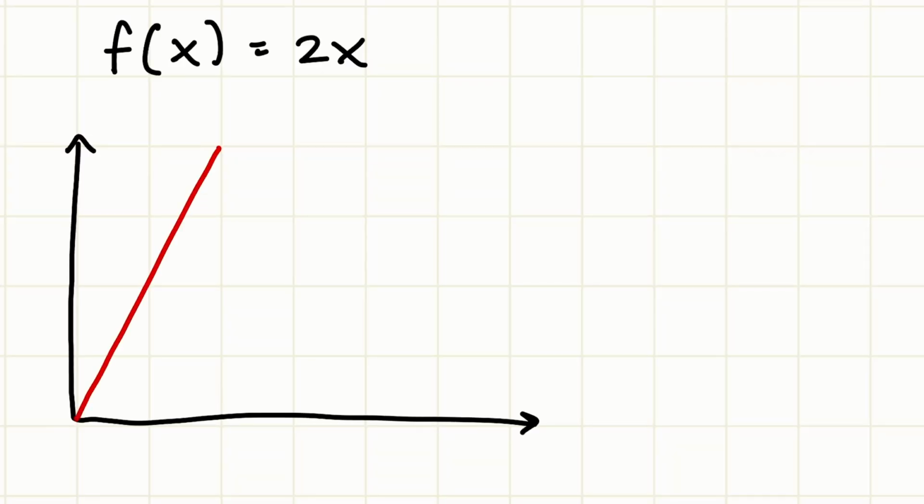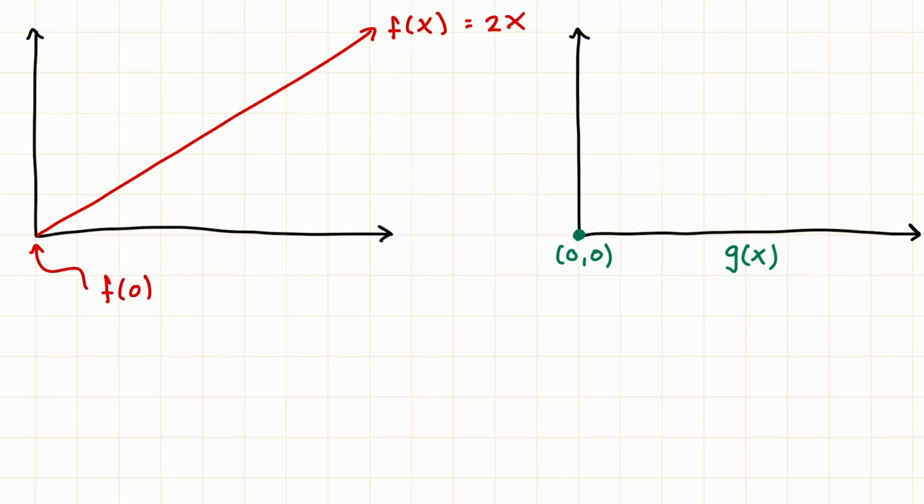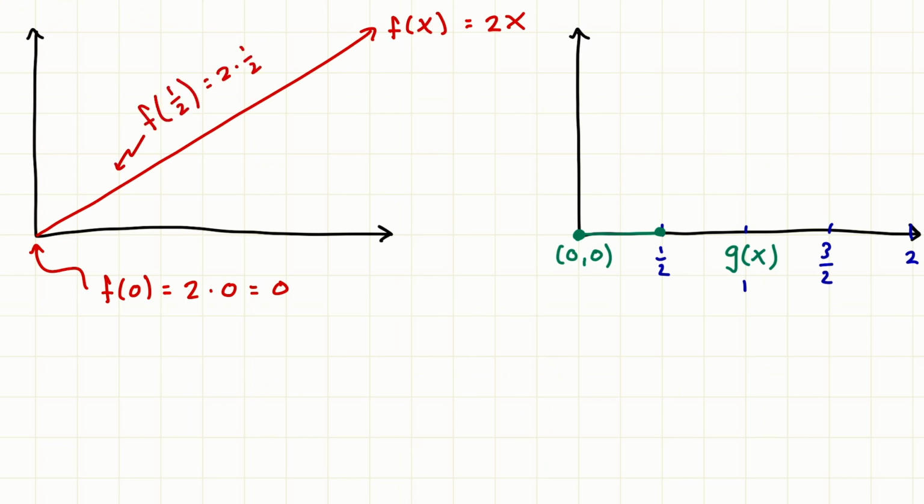Let's say f(x) equals 2x. Therefore, the slope of g(x) at any given value of x can be described by the function 2x. Let's assume our mystery function g(x) starts at 0. f(0) equals 2 times 0 equals 0, meaning the slope of g(x) at 0 is 0. Let's draw a line of slope 0 until we reach x equals 1/2 and check again. f(1/2) is 2 times 1/2 equals 1, meaning the slope is now 1. Let's draw a line of slope 1 until we reach x equals 1. f(1) is 2, so now we draw a line of slope 2, and so on.